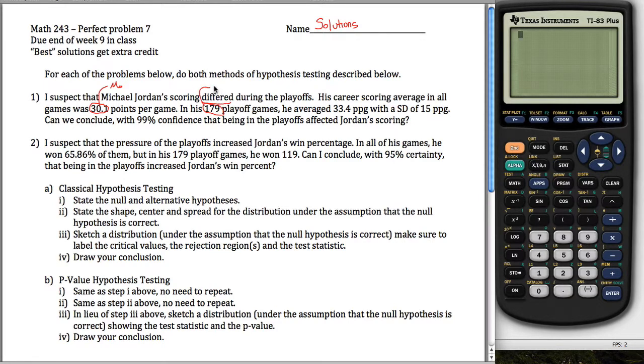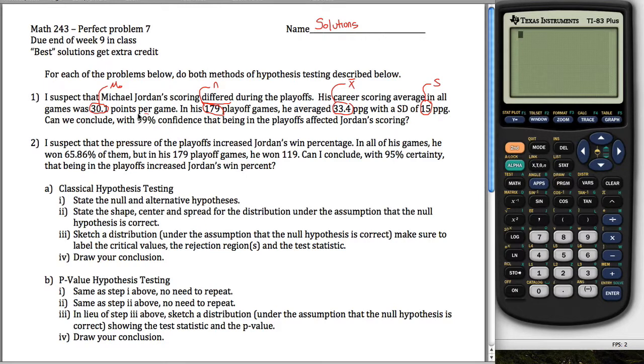Use the letter n to represent your sample size. He averaged 33.4. So sample average, we use x bar for the sample average. With the standard deviation of 15. Note that that standard deviation is talking about only in these 179 games. This is the sample standard deviation here. We use the letter s for this, not sigma, because it's not the population standard deviation. That's key. That's what tells us that we have to do a t-test here, not a z-test.